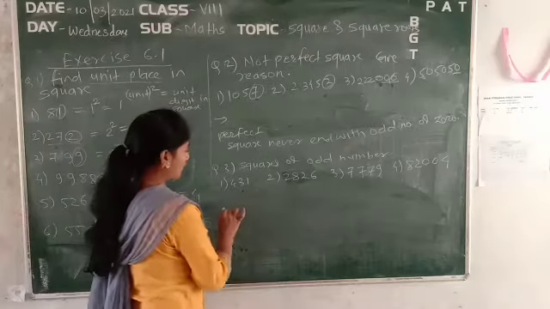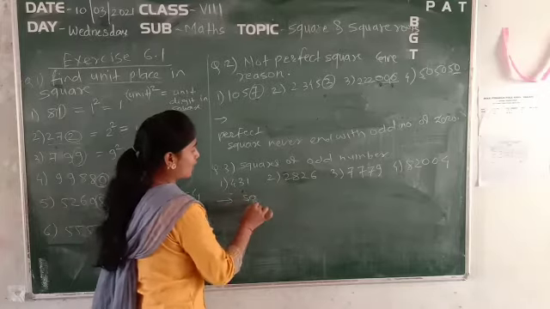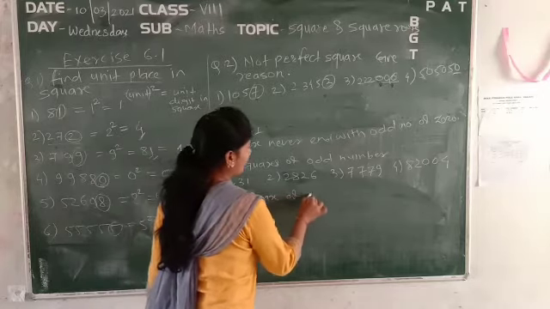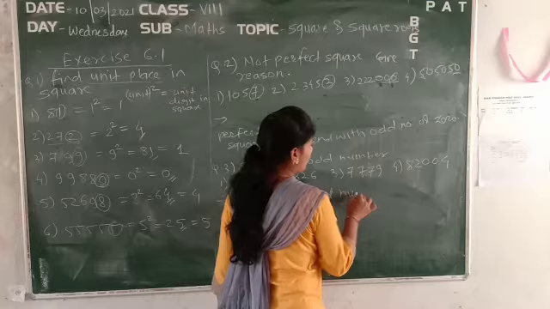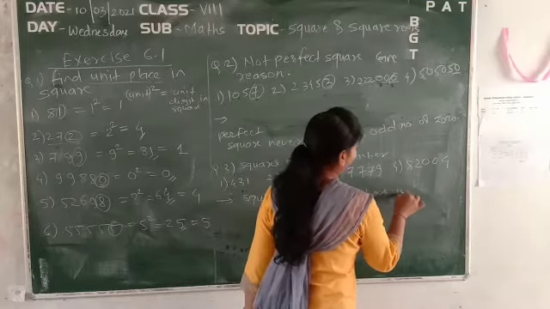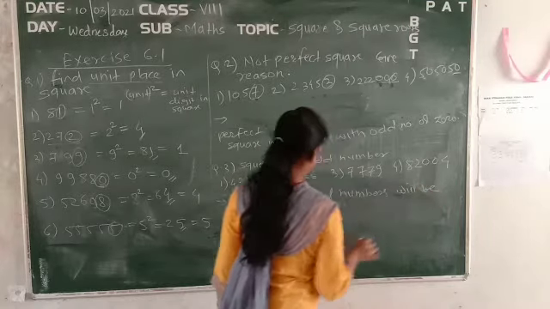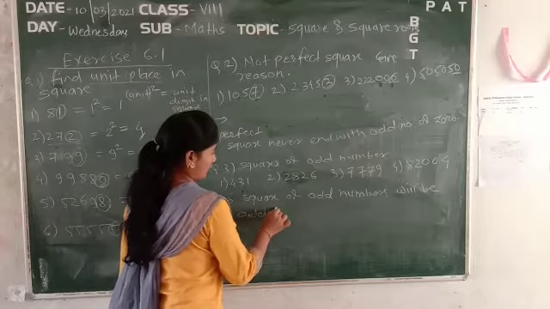Now see, we have one formula, that is, the square of an odd number will be odd only.